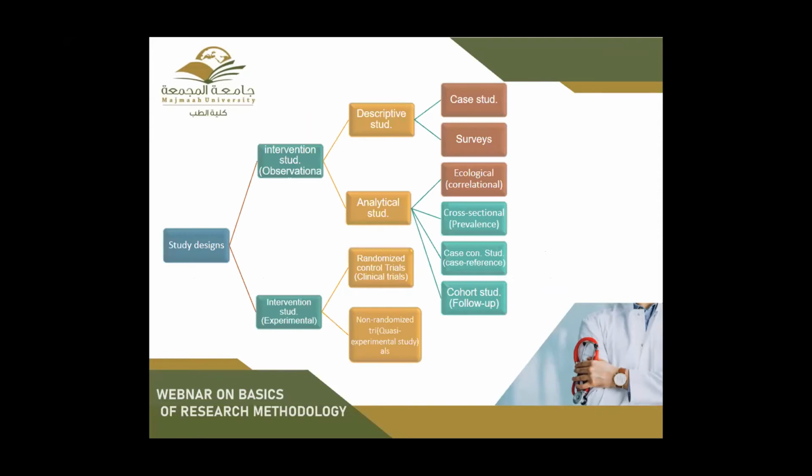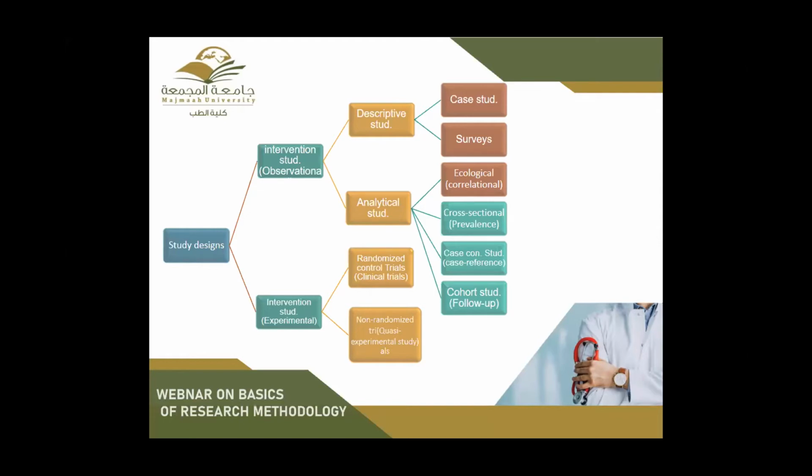This is a flow chart, or a web, of the types of design we mean. This is mainly what is called epidemiological or clinical study designs. Study designs are of two types. Number one, observational, and number two, experimental. So we have observational studies and intervention or experimental studies. What is the difference between them? In observational, I will not intervene; I will just observe and collect data. In intervention, I change something in the patient or the procedure.